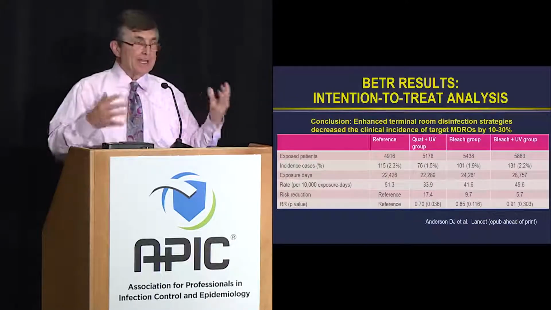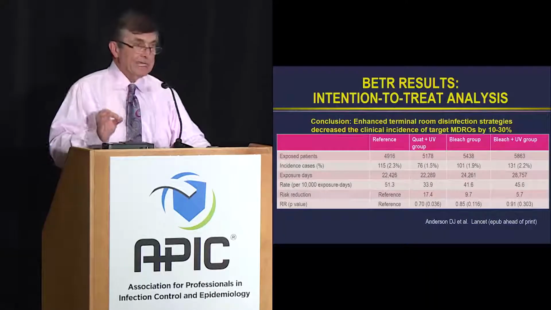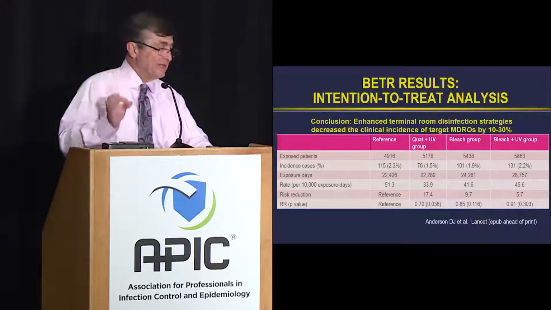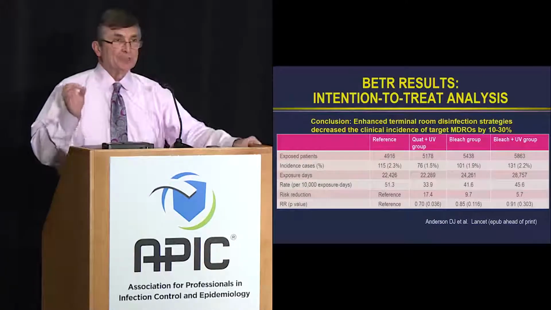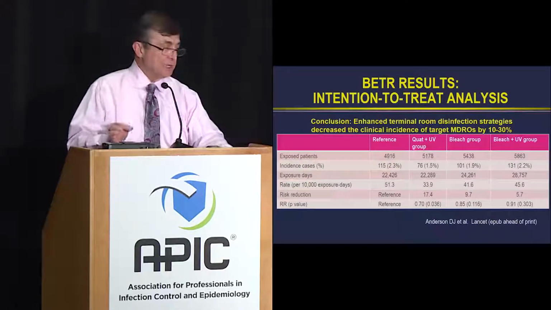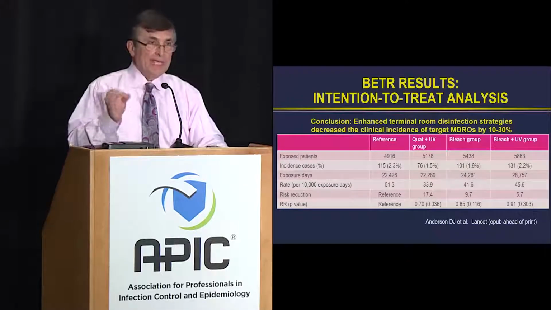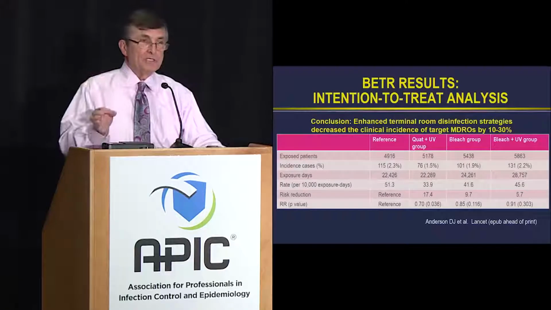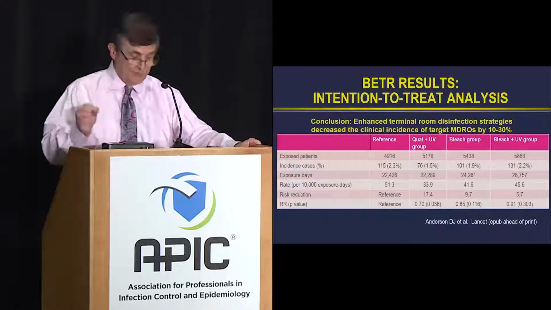We don't have to spend a lot of time on the data, but essentially what the data demonstrated is enhanced terminal room disinfection strategies decreased the clinical incidence of target multiply drug-resistant organisms by 10 to 30%. So all the enhancements had an overall reduction of 10 to 30%. The highest reduction was in the quat UV group.